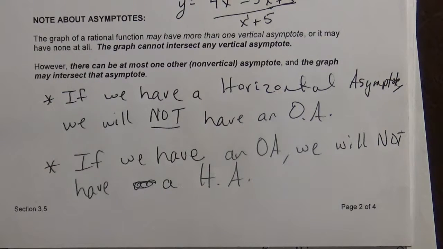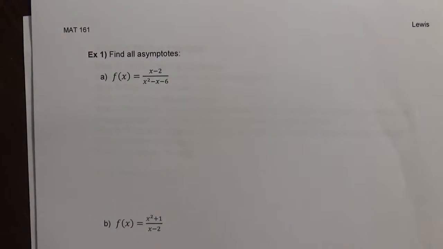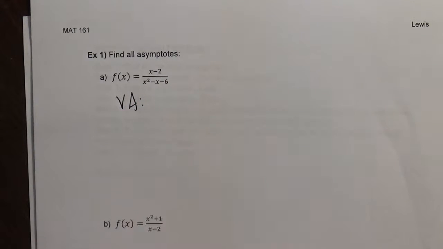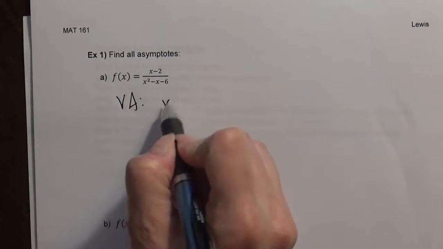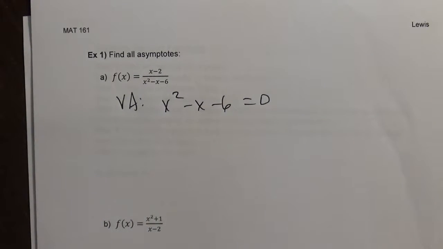And we are ready to go on to, I believe, our first example. First example, we're just practicing finding asymptotes. Example 1, find all asymptotes. We've got a part A and a part B. So we're going to do vertical asymptotes first. Vertical asymptotes are just like finding the domain. You set your denominator equal to 0, and you solve it. It's also like finding x-intercepts.